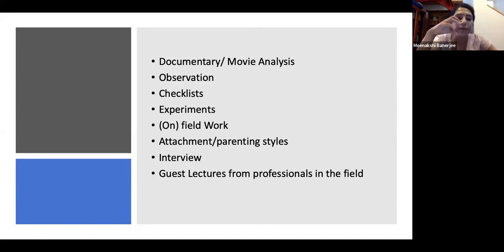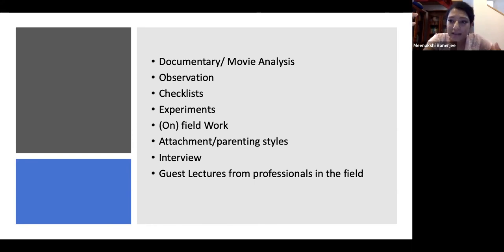So the first part has a lot of documentaries and movie analysis during the practicum classes. We also teach the observation skill. Observation skills in development psychology are actually extremely complex. However, you get a glimpse of that in your classes because you're still in bachelor's in these early stages. But observation is one of the main tools that developmental psychologists use.